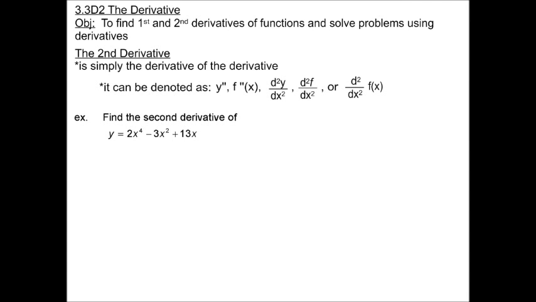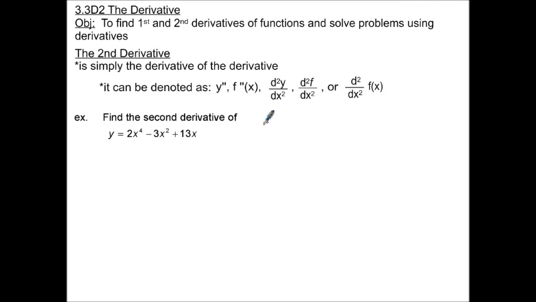We're going on to 3.3 day 2 of the derivative. Now we're going to be finding first and second derivatives of functions and solving problems using derivatives. Well, second derivative, as it says right there, is simply the derivative of the derivative. So basically you do it once, then you do it twice, then you got your second derivative.